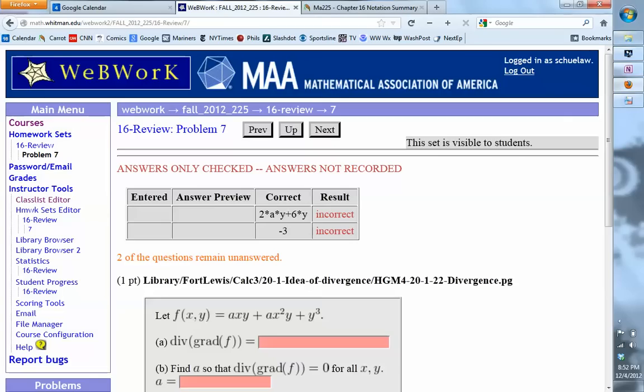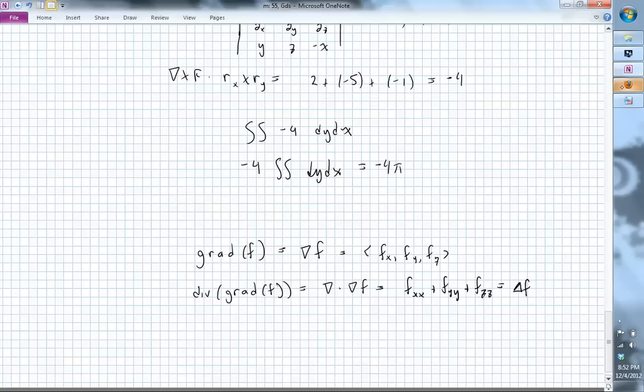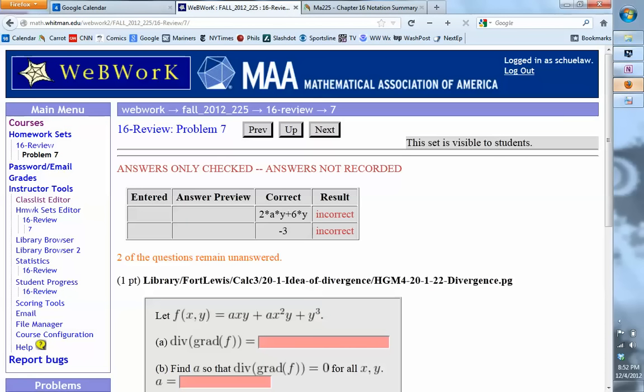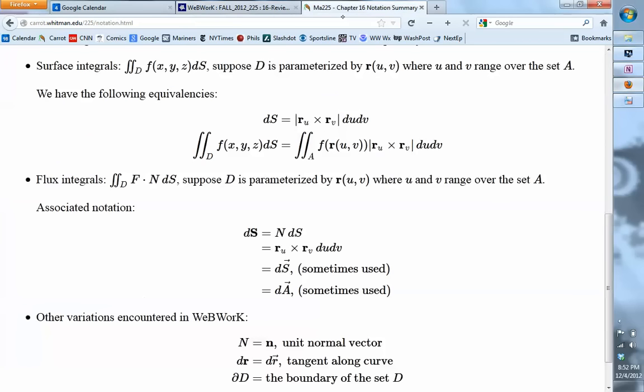And in that case, f is known as a harmonic function because its Laplacian is 0. More than you want to know right now.